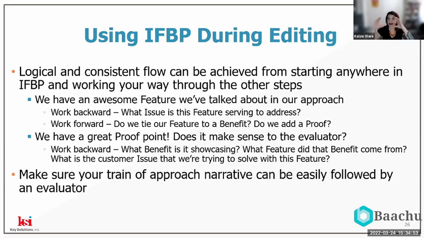Say we have a call out box and we've given them a great proof point. Awesome. Does it make sense to the evaluator, or are they going to be reading through and say, well, where did this proof point come from? So work backwards. What benefit does this proof point tell us about? What feature of our company is this benefit coming from? And then what issue, why are we giving them this feature?